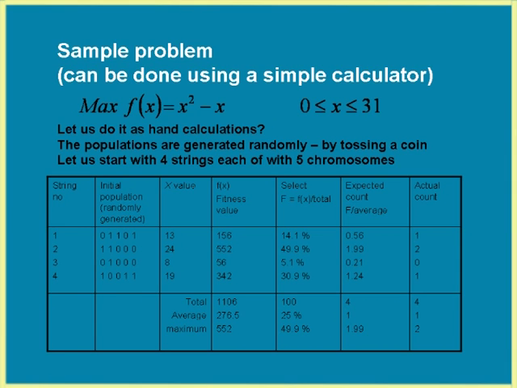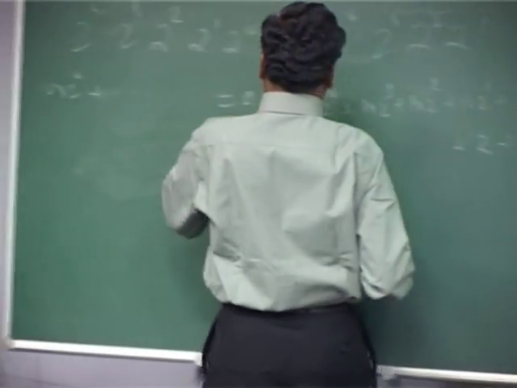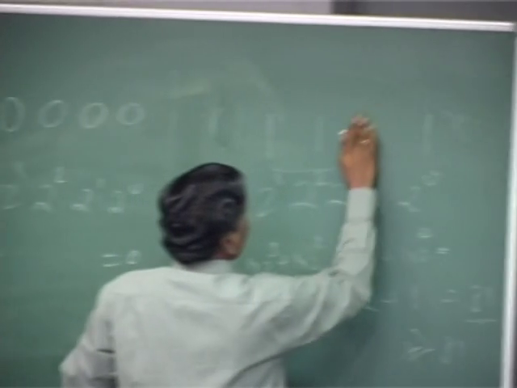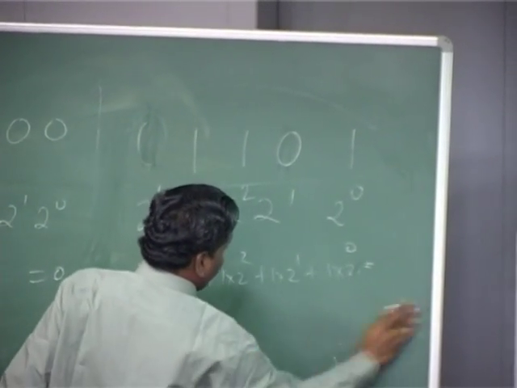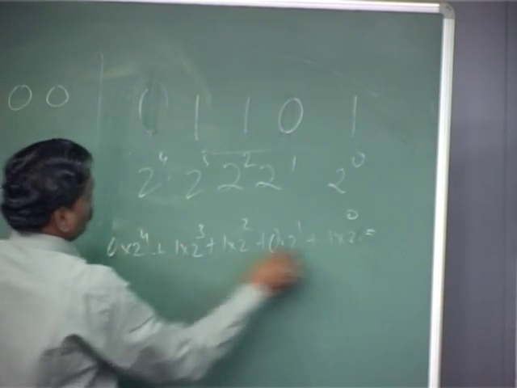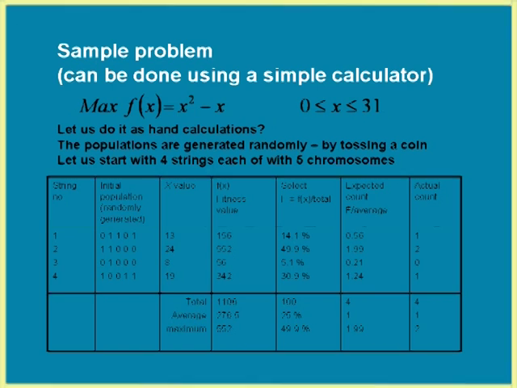Now find out the fitness value for each one. The first population is 0, 1, 1, 0, 1. Decoded, that is the value 13. The next two columns are called fitness function evaluation. The first column is the initial population; I have decoded it and fit it into my objective function. My objective function is x square minus x.